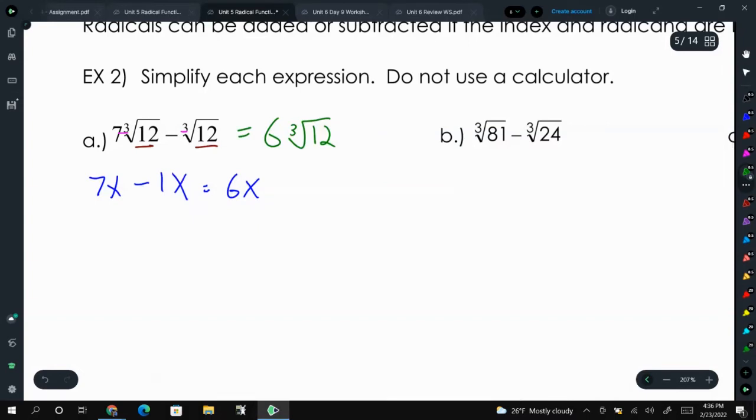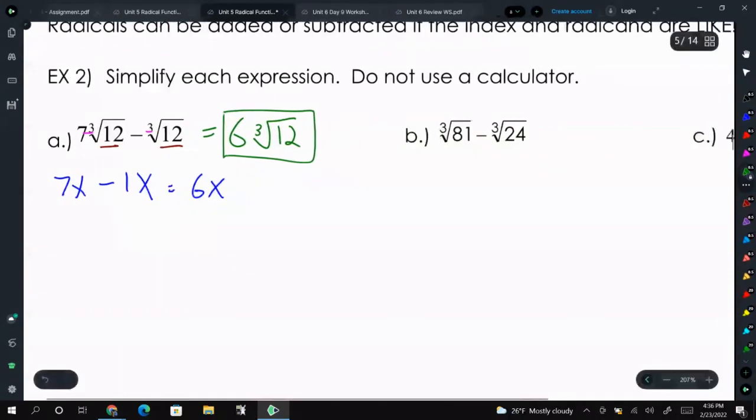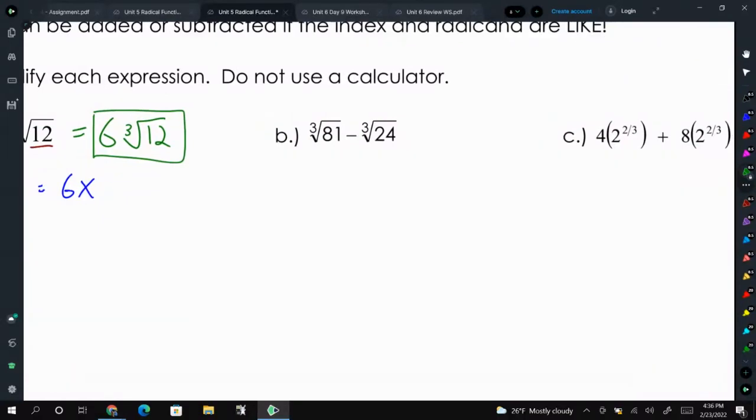And that would be our answer because we can't break up the cube root of 12 into any perfect cubes. So that would be where we stop. Letter B, all right, they're both third roots, but we have different things underneath the radical. So what we want to do is break these up into perfect cubes.